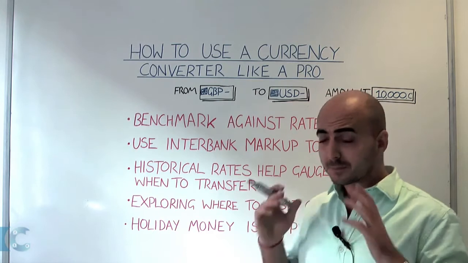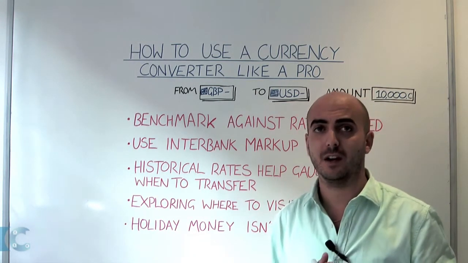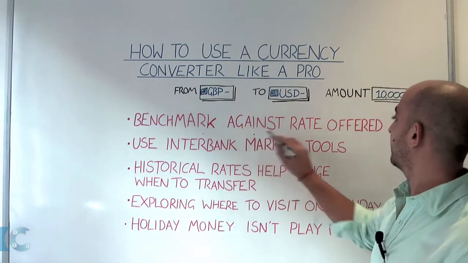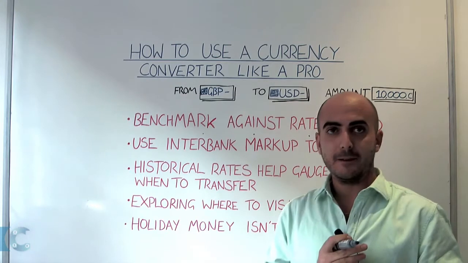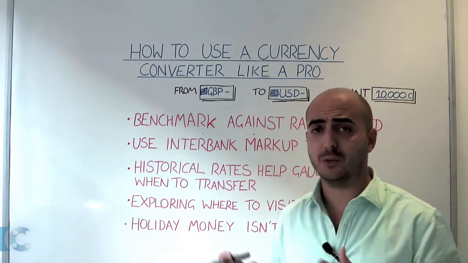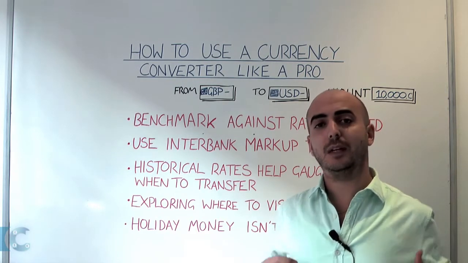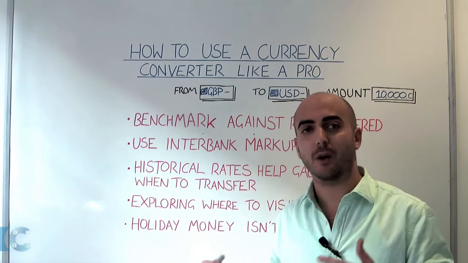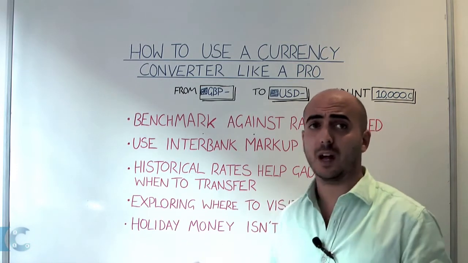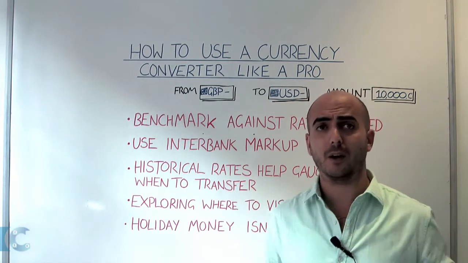So, here are our 5 top tips for using a currency converter like a pro. The first is benchmark against the rate you are offered. That's the golden rule. You will never get the rate that you see on a currency converter. Golden rule number 1. Let's say you need to make a British pound to euro currency transfer. You may be buying a property abroad or studying. For whatever reason, you're sending money abroad or you're buying holiday cash.